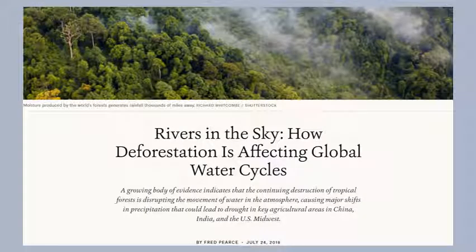Here's the title of one of the articles that you'll be reading for this week. This article has always been a favorite with students in the class. They find it very eye-opening and like a lot of the insights in the article, so I hope that you'll enjoy it too. The article is called Rivers in the Sky: How Deforestation is Affecting Global Water Cycles.